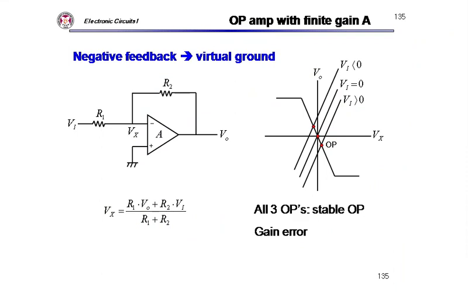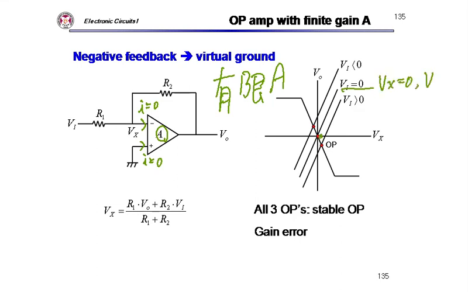Yeah, so this is for the case of finite gain. I equals 0 here, I equals 0 there. But A is finite, so I have a finite gain, right? Then, Vi equals 0, everything is 0. Vx equals 0, Vo equals 0. That's fine. How about the Vi positive?